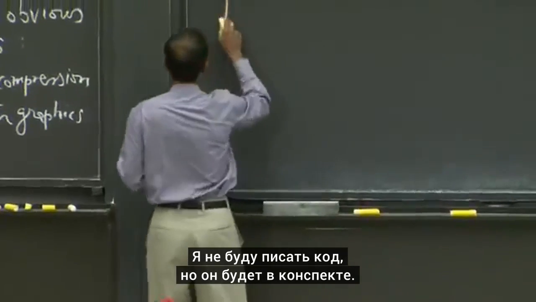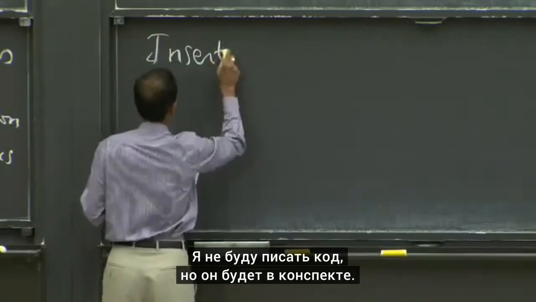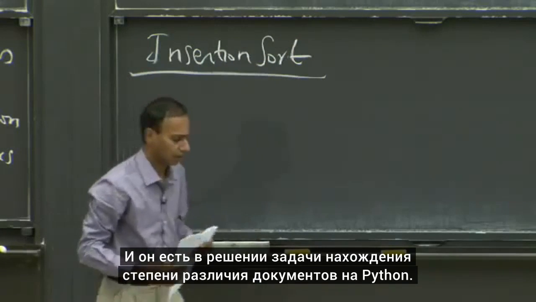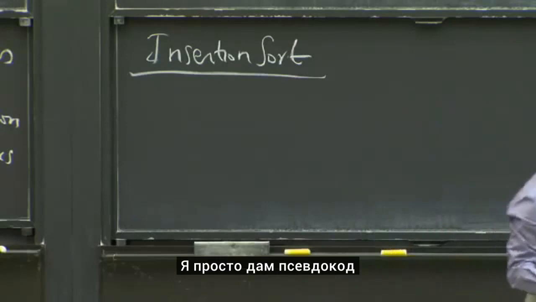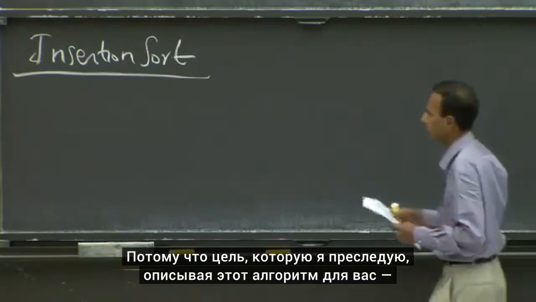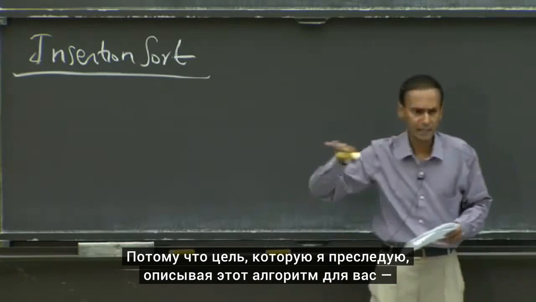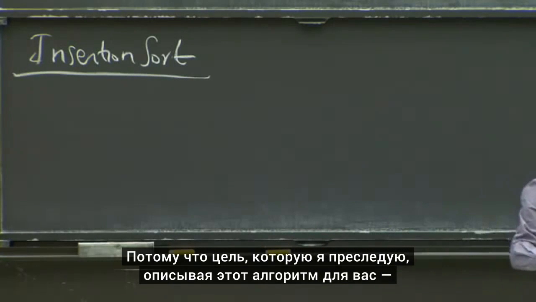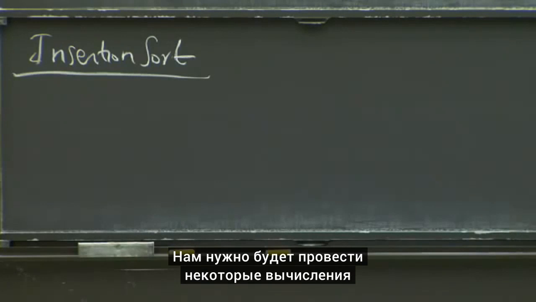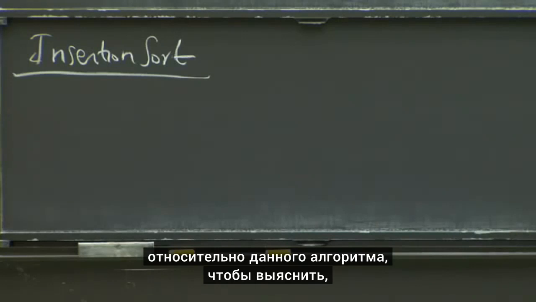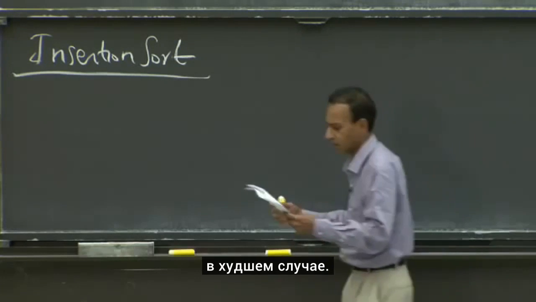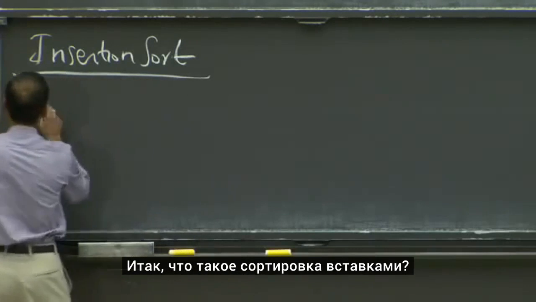I'm not going to write code, but it will be in the notes, and it is in your document distance Python files. But I'll just give you pseudocode here and walk through what insertion sort looks like, because the purpose of describing this algorithm to you is to analyze its complexity. We need to do some counting with respect to this algorithm, to figure out how fast it's going to run and what the worst case complexity is. So what is insertion sort?